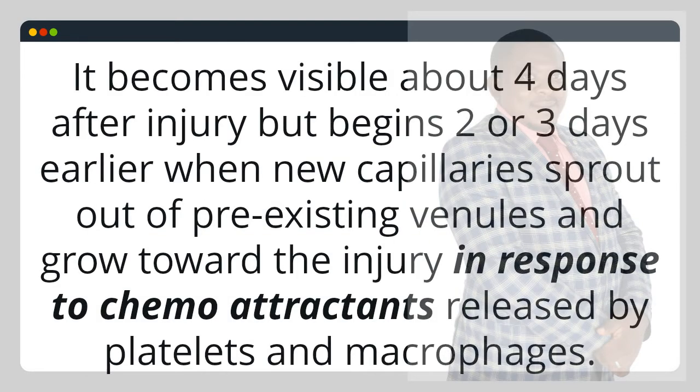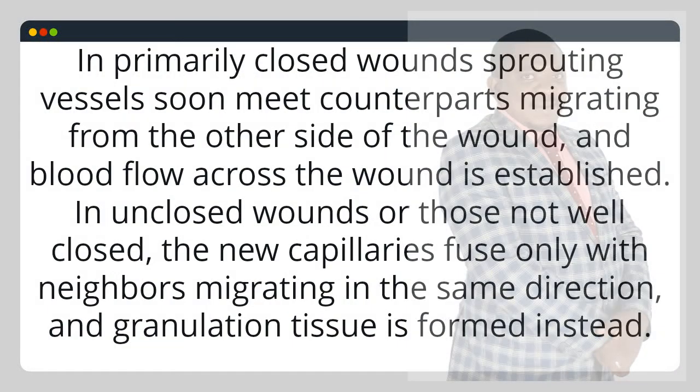3. Angiogenesis. It becomes visible about 4 days after injury, but begins 2 or 3 days earlier when new capillaries sprout out of pre-existing venules and grow toward the injury in response to chemoattractants released by platelets and macrophages. In primarily closed wounds, sprouting vessels soon meet counterparts migrating from the other side of the wound, and blood flow across the wound is established.